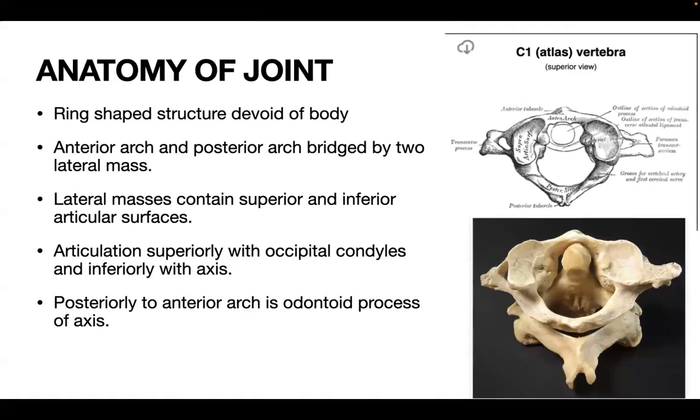Coming to the anatomy of the joint, the C1 vertebra is a ring-shaped structure which is devoid of the vertebral body. It contains mainly an anterior arch and a posterior arch, which are bridged by two lateral masses. These lateral masses contain superior and inferior articular surfaces. The superior articular facet articulates superiorly with the occipital condyles, and inferiorly it articulates with the axis. Posterior to the anterior arch is the odontoid process of the axis.